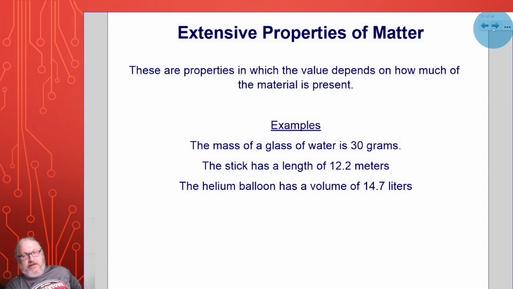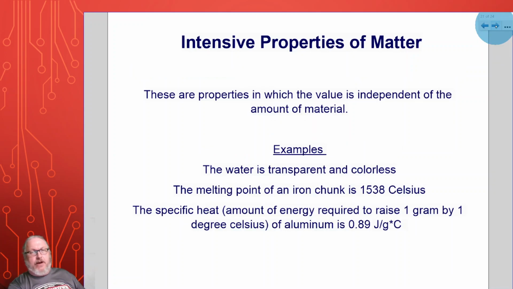If I have a stick and I'm measuring it's 12.2 meters, well, I could tie on another piece of the stick and I can lengthen it or I can cut the stick in two. So the length depends on how much of the thing is there. If I have a balloon and I say I have 14.7 liters of gas in there, okay, I can add more gas, blow the balloon up, and I've increased the volume. So these are extensive properties of matter. Depends on how much is there.